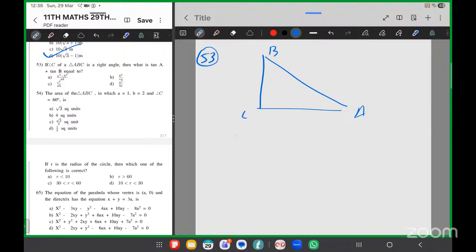Tan A plus tan B. I know that A plus B equals 90 degrees. So what will tan A plus tan B be? A and B are given, so I take this side as A, this as B, and this as C.